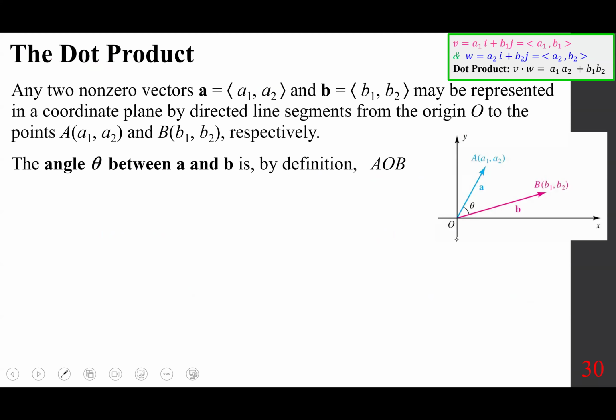Okay, the dot product continues. Any two non-zero vectors, A has components A1 and A2, B has components B1 and B2, may be represented in a coordinate plane by directed line segments from the origin O to the point A with coordinates A1 and A2 and B with coordinates B1 and B2. In essence, the position vectors respectively. The angle theta between the two, A and B, is by definition AOB.